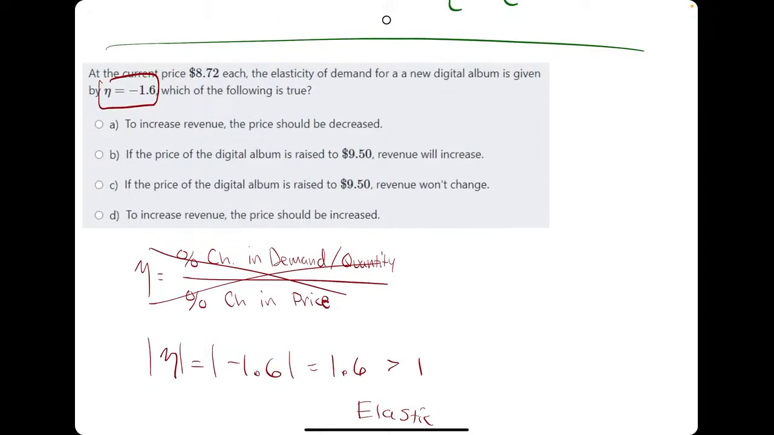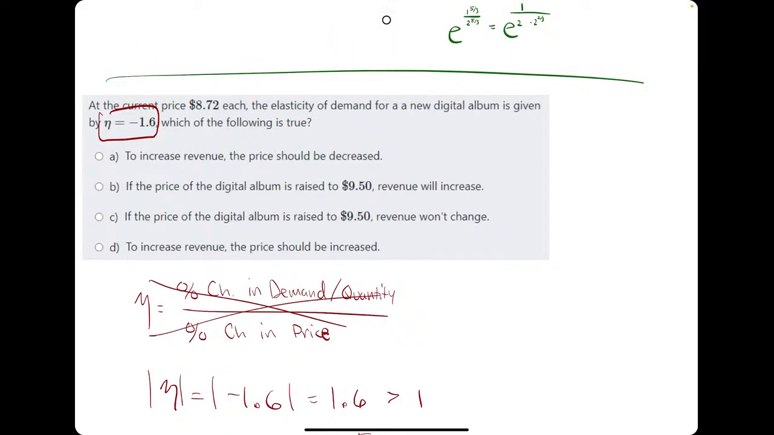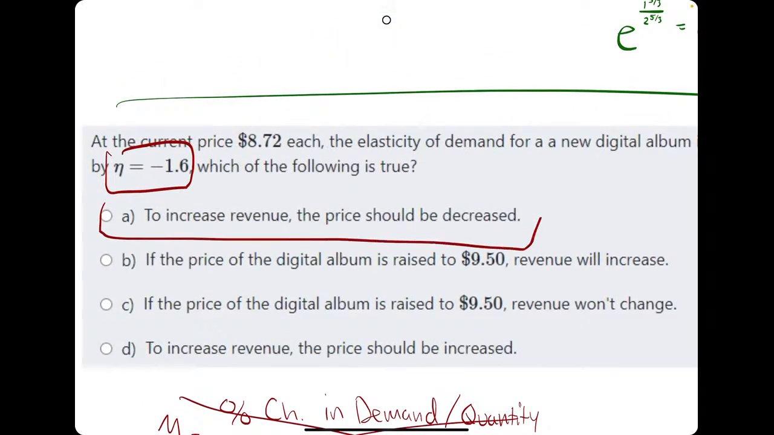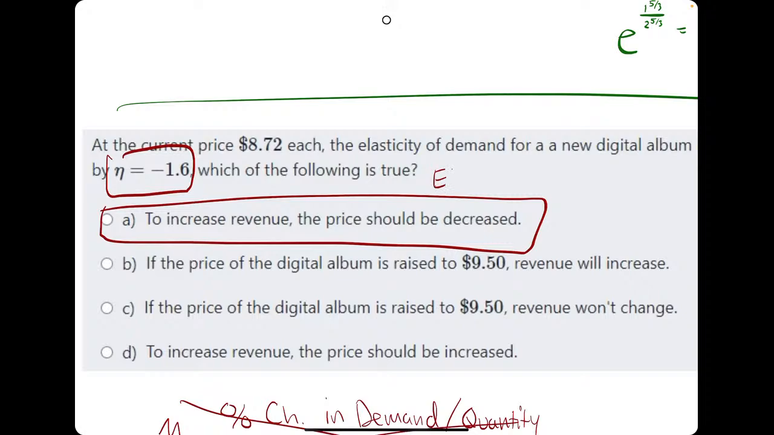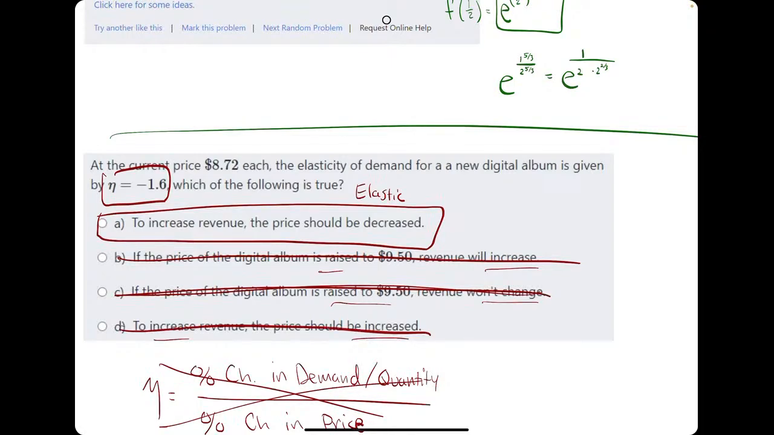So in this case, what are we looking for? Elastic: price goes up, the revenue goes down. So in other words, we always want the opposite relationship for elastic. To increase revenue, price should be decreased. This one says raised, increased, that would be inelastic. Raised, revenue won't change, that'll never be an answer. To increase, price should increase. Again, that would be another inelastic option.